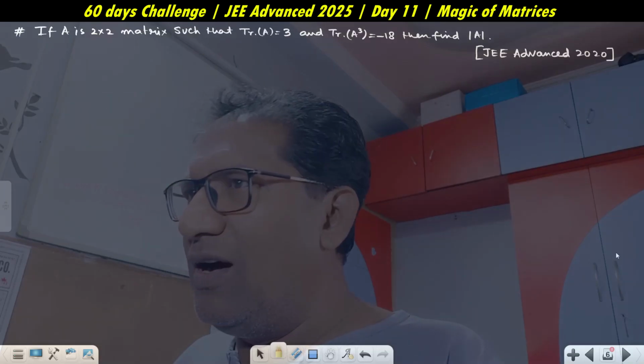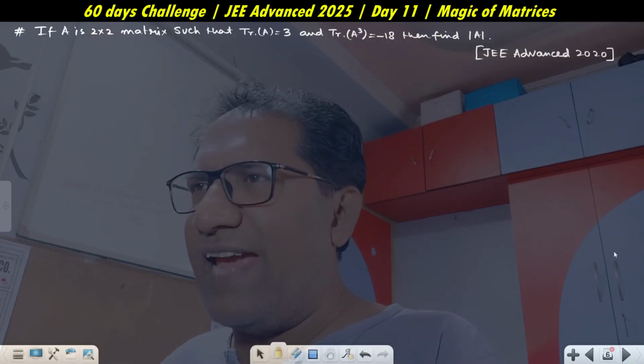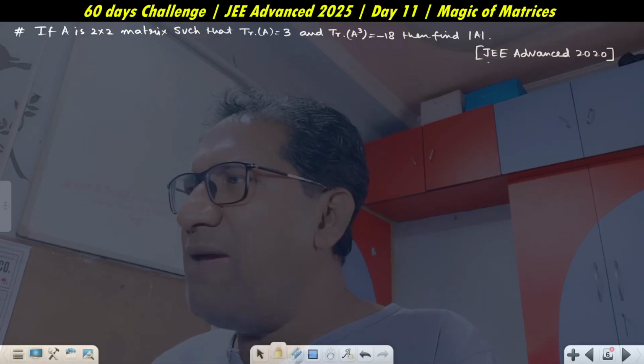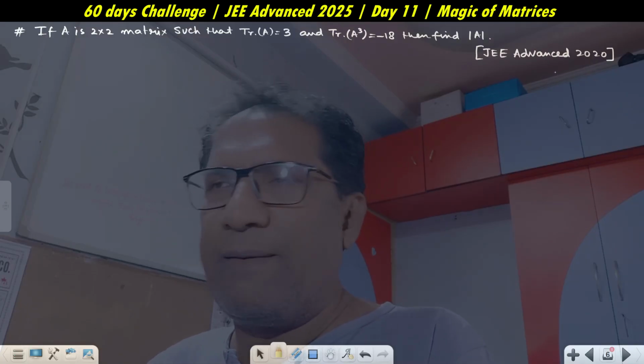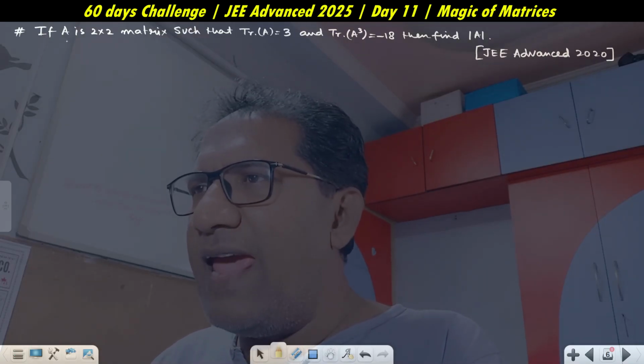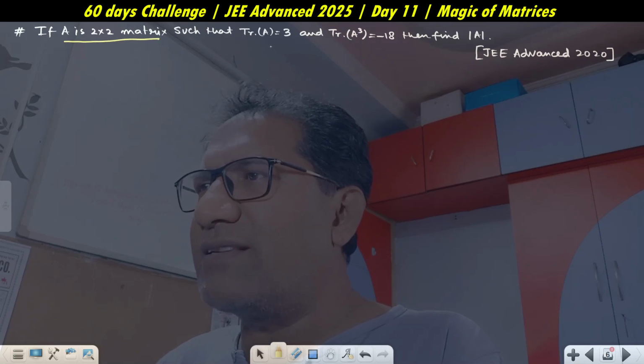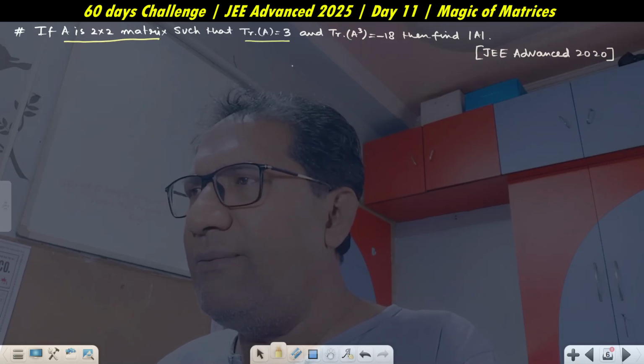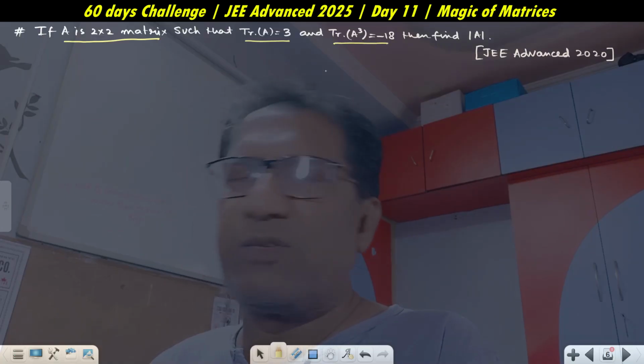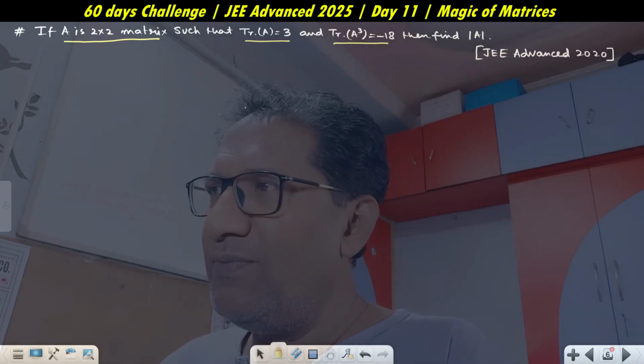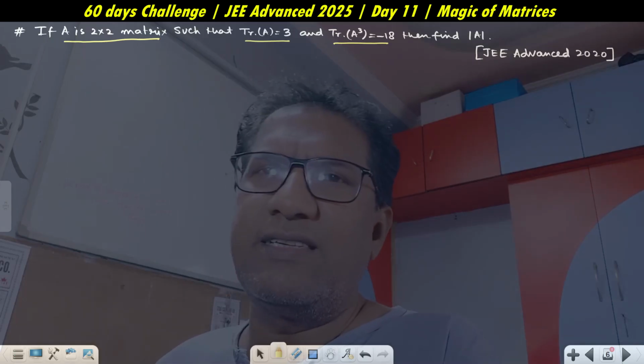Now, let us see this question again. This came in JEE Advanced 2020. It has been said that A is a 2 into 2 matrix such that trace A is 3 and trace A cube is minus 18. Now we have to find out what is det A.